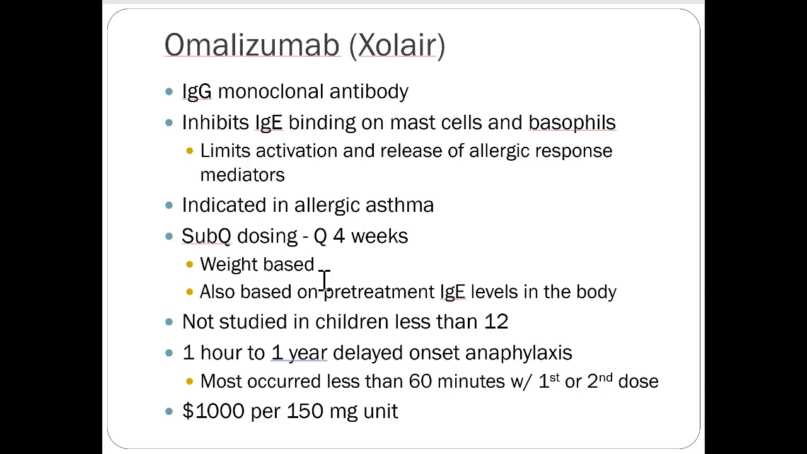Finally, there's a product called Xolair or omalizumab. It's an IgG monoclonal antibody, as you can tell by the name, mAb. It inhibits IgE binding on mast cells and basophils, basically limiting activation and release of allergic response mediators. And this is for patients with pretty severe allergic asthma. They get it every 4 weeks. It's weight-based dosing, and you can use it in pretty young people, but technically it's not studied in kids under 12.